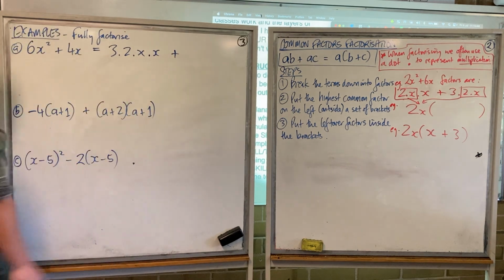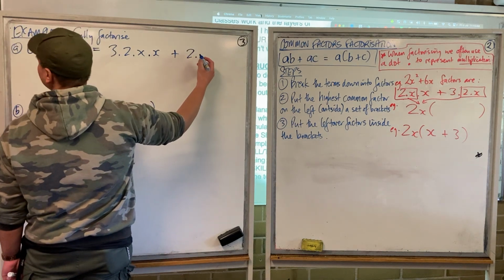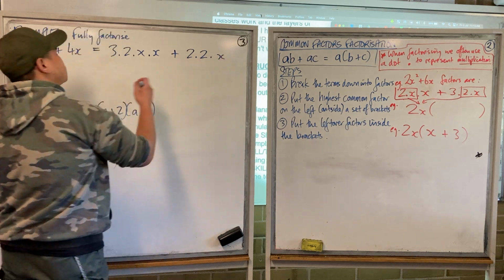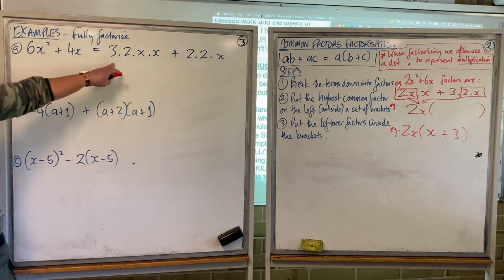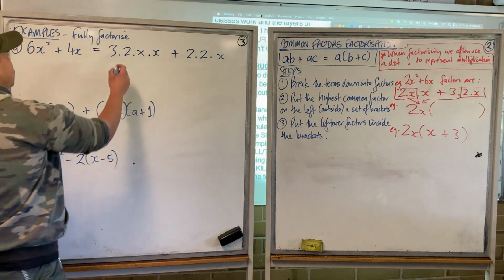Plus. Someone else, what do I times together to get 4x? Good. 2 and another 2 times by x. We're breaking it down into little chunks there. What's the biggest chunk in each of those things, either side of the plus, that's in both of them? 2x. Well done. So put a box around it.